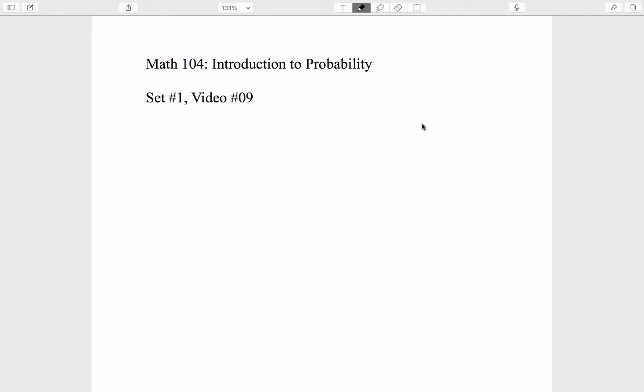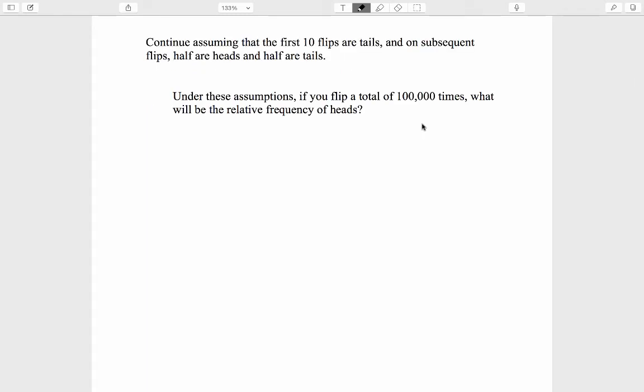To Math 104. If you flip a total of 100,000 times, then under our assumptions that the first 10 flips are tails, but all the subsequent flips are equally split between heads and tails, and you flip a total of 100,000 times, let's notice first that the subsequent flips, well, how many of them are there? There are 99,990 of them. And they are equally split between heads and tails, which means that there are 49,995 heads among the subsequent flips and 49,995 tails among the subsequent flips.